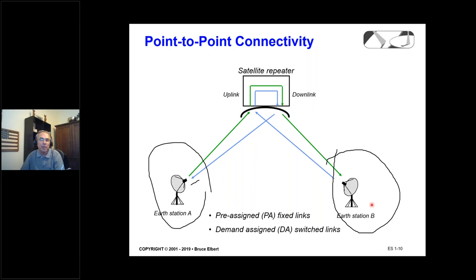Why would we do it this way? Well, it turns out we would have twice the available bandwidth because there are two beams. We would double the capacity. This is inherently why we use high throughput satellites.